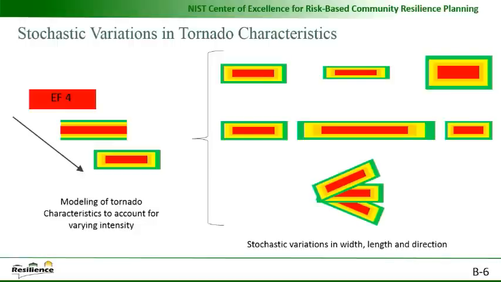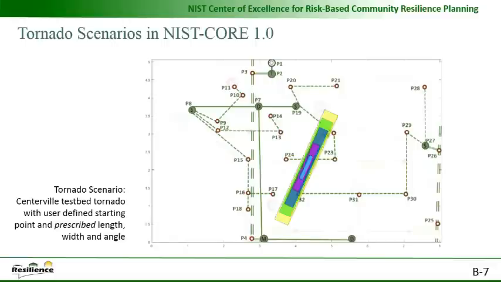The figure on the left shows a conceptual example of how we're transforming a uniform EF4 tornado into one with varying degrees of intensity along its track width and then again along its track length. Ultimately, we're able to model stochastic variations in tornado width, length, and direction in this core, as shown conceptually on the right. At this point, we're utilizing the statistical information for different scenarios in our Centerville test bed.